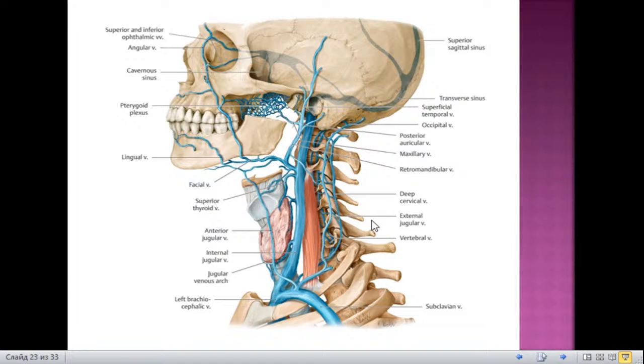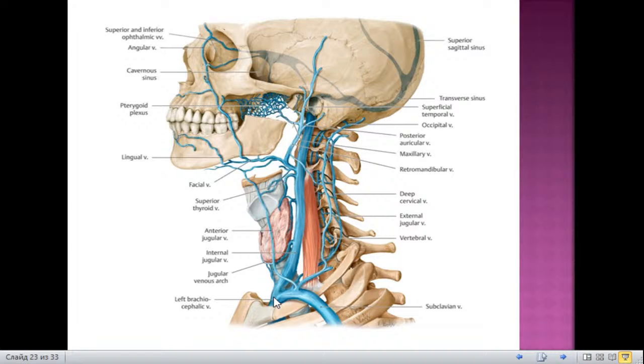And the last tributary here for the internal jugular vein is the numerous pharyngeal veins collecting blood from the viscera of the neck. After that, the internal jugular vein unites with the subclavian vein to form the brachiocephalic vein, and both brachiocephalic veins drain into the superior vena cava.